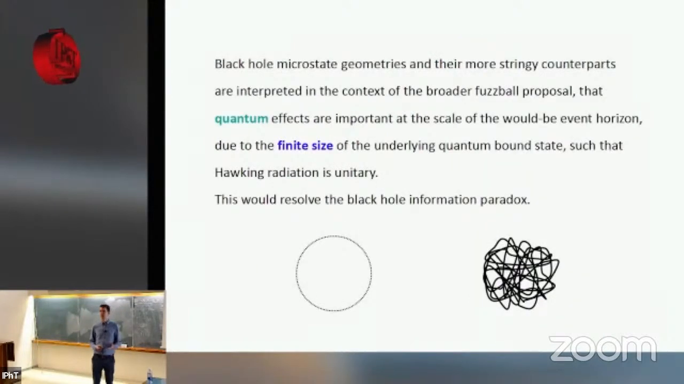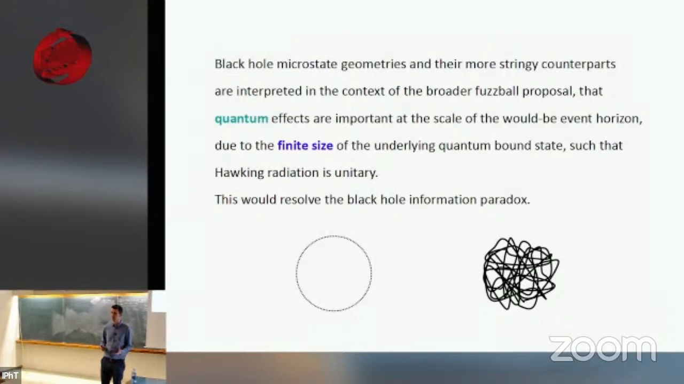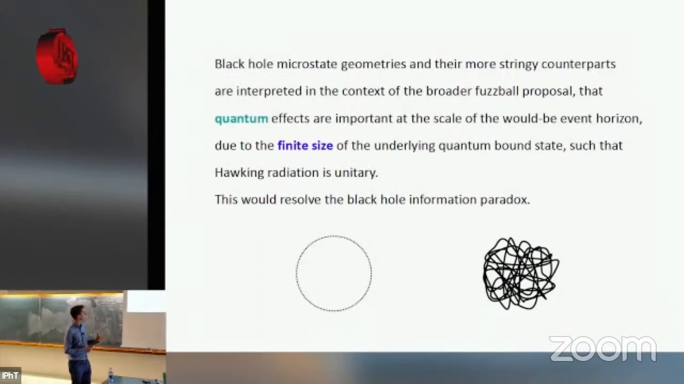These black hole microstructure geometries and their stringier counterparts are, as we've heard already, interpreted in the context of the broader Fuzzball proposal that quantum effects are important on the scale of the would-be horizon. And this is due to the finite size, ultimately, of the underlying bound state of the quantum gravity theory. And such that Hawking radiation is unitary, which, if we could demonstrate this in generality, would resolve the black hole information paradox.